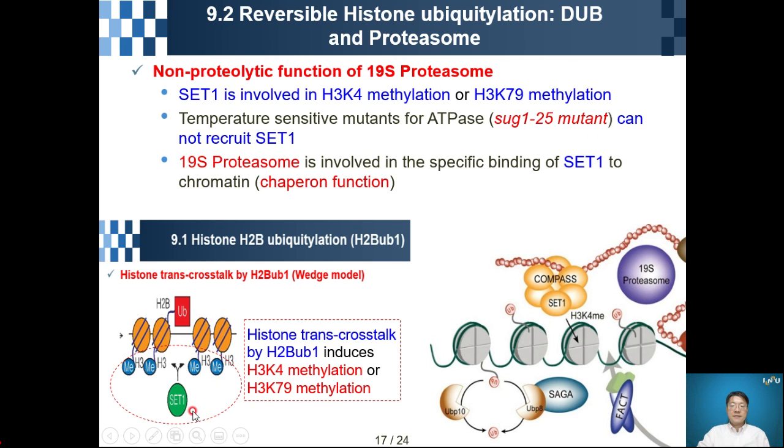So we can find that this 19S proteasome is involved in the specific binding of Set1 to the chromatin. So this is the chaperone function. Once again, 19S proteasome has the non-proteolytic function. We call it a chaperone function. The specific function is the specific binding of Set1 to the chromatin. Okay, so this is the non-proteolytic function of 19S proteasome.